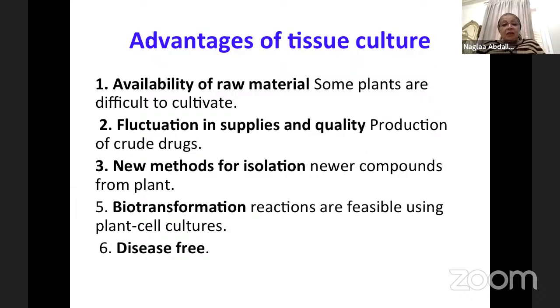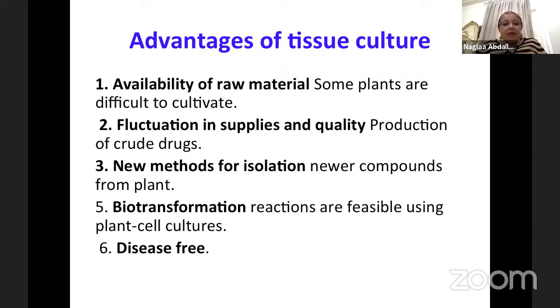So there are different advantages and disadvantages of tissue culture. The advantage of tissue culture is the availability of raw materials. Some plants are difficult to cultivate, so we can use tissue culture to propagate them in mass production, and you can use it in different fields. For instance, in Egypt, we have one plant, we call it ras.